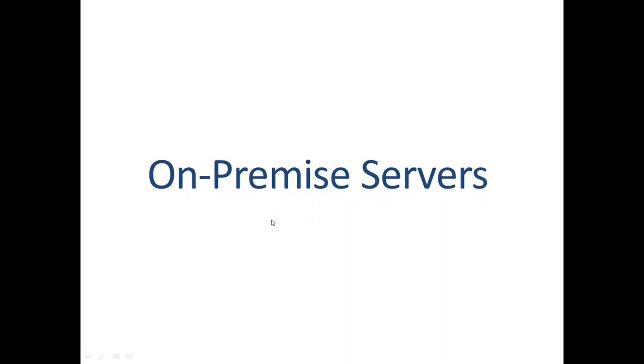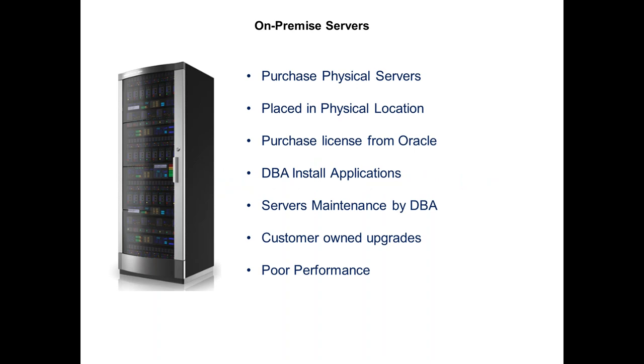On-premise servers. What does it mean? It's very simple. If any company is going to implement Oracle applications, they can buy the server infrastructure, take the license, maintain the applications, and start using them. This is the approach any company can follow. The company using Oracle applications has to purchase the physical servers, and those servers need to be placed in a physical location.